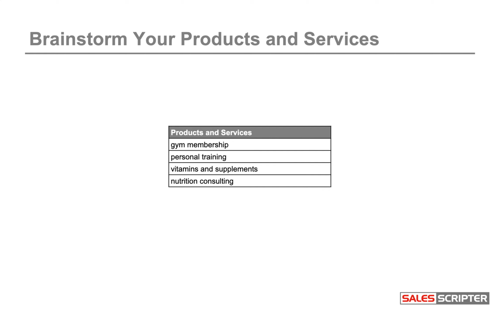And just for demonstration purposes here, I'm going to go back to that same example that we left off on last week, where I used an example of a salesperson selling gym memberships to a health and fitness club. So if I were that salesperson, I was going through this process, here are some things I might list out in terms of what I sell: gym membership, personal training, vitamins, supplements, nutrition, consulting.